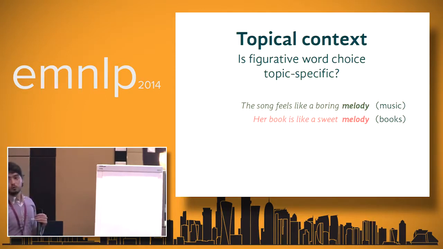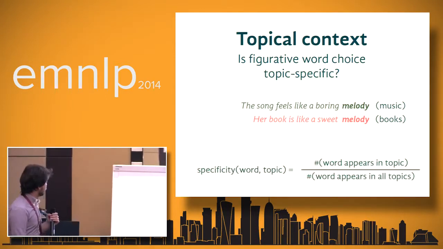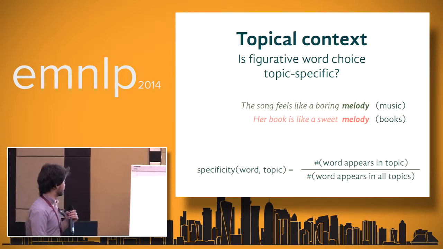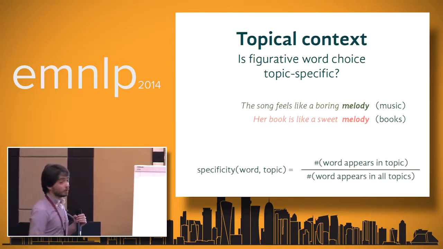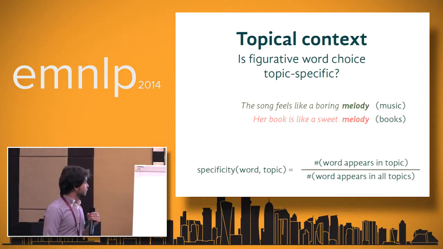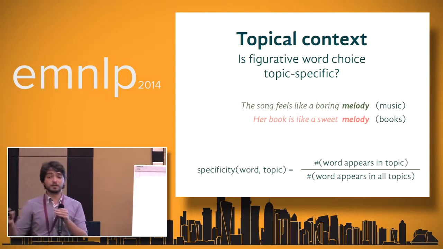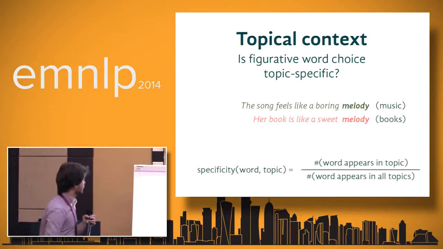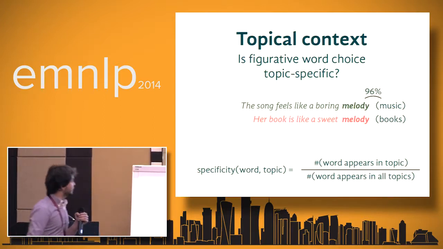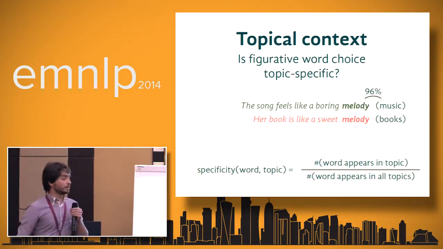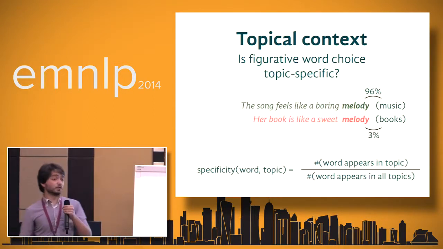So to attempt to capture this, we use a simple measure of specificity of a word with respect to a topic, which is simply the ratio of how often the word appears in the given topic versus how often it appears in the entire data set. Right? So this captures our intuition. Melody is very specific to music reviews and very unspecific to book reviews.